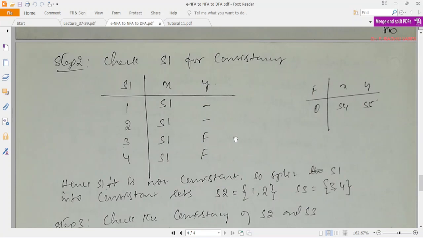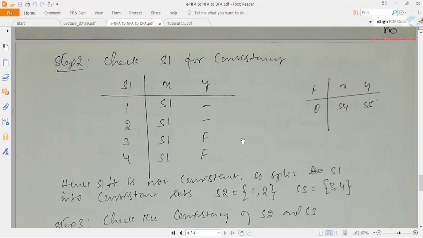If you observe the consistency, 1 and 2 are consistently visiting S1 and null. This is the consistency here. Coming to 3 and 4, they are consistent. The reason is 3 on X results in the same set S1, 3 on Y results in the final set, 4 on X results in S1, and 4 on Y goes into the final set. So in this transition table we can observe that 1 and 2 are consistent and 3 and 4 are consistent.